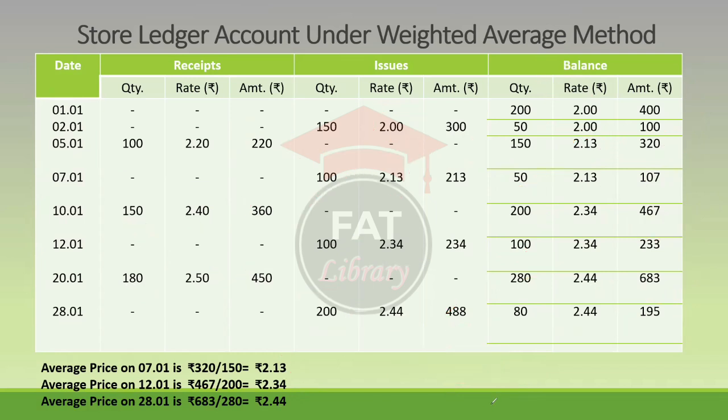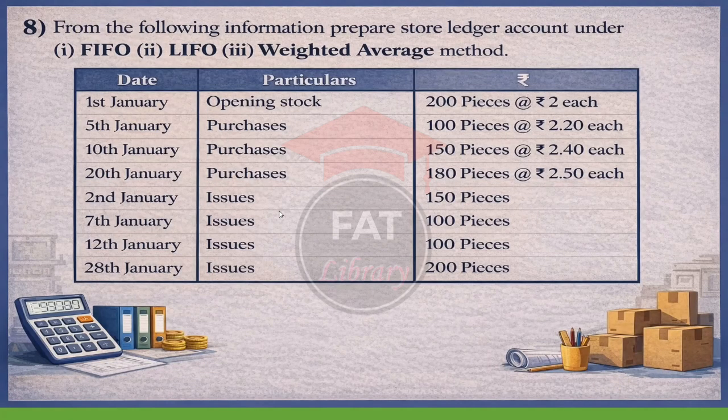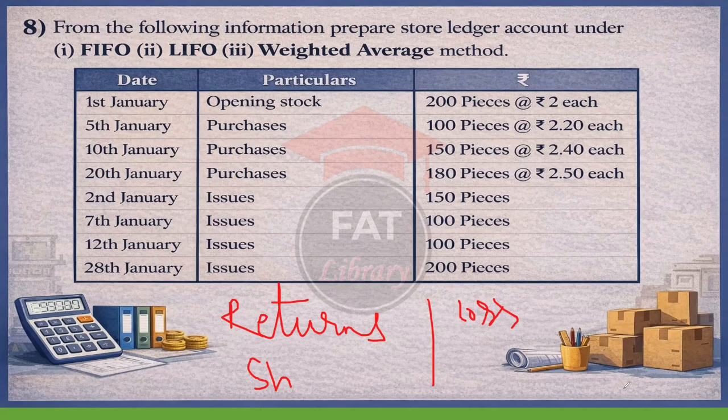I think the concepts are clear: FIFO method, LIFO method, and weighted average method. This was a very basic problem where just opening stock, purchases, and issues were given. If you get any other transactions like returns, shortage, or sometimes loss of the materials, or again you may get received back, in these cases returns and received back should be considered under receipts. Okay, and loss or shortage of material should be considered under the issues column. These points you should remember here.